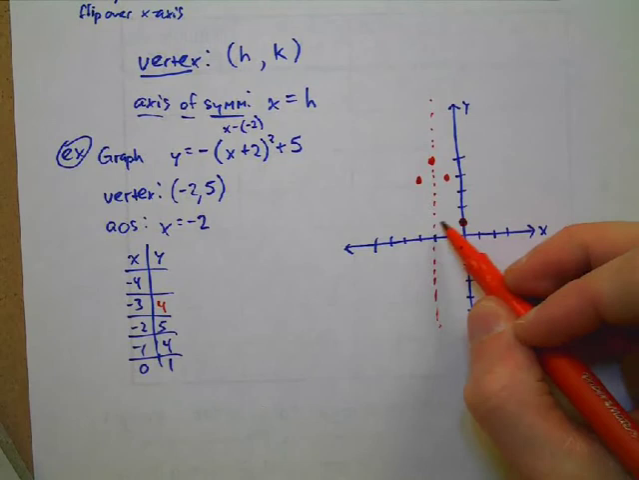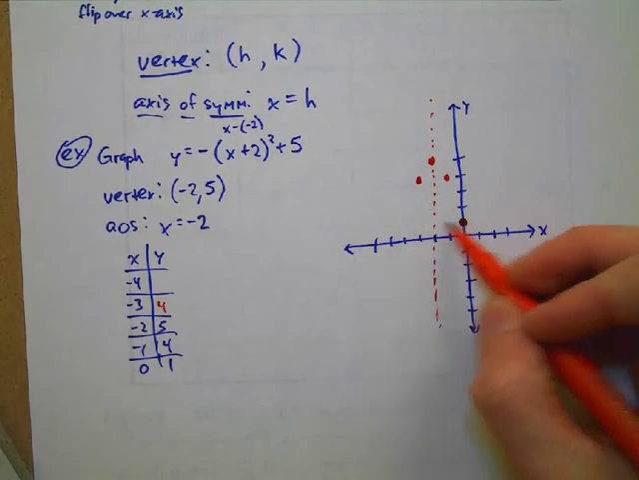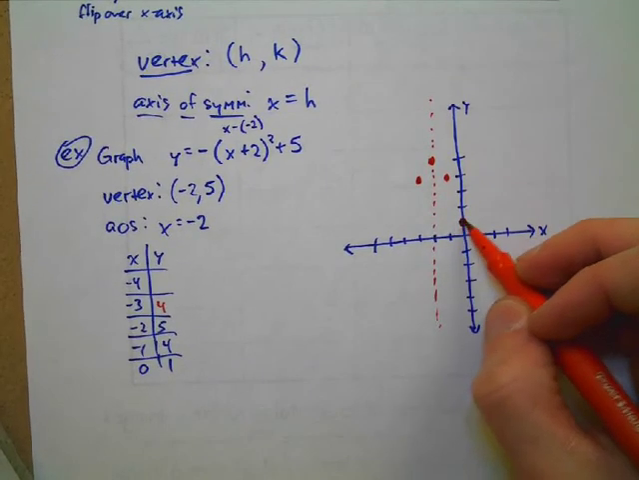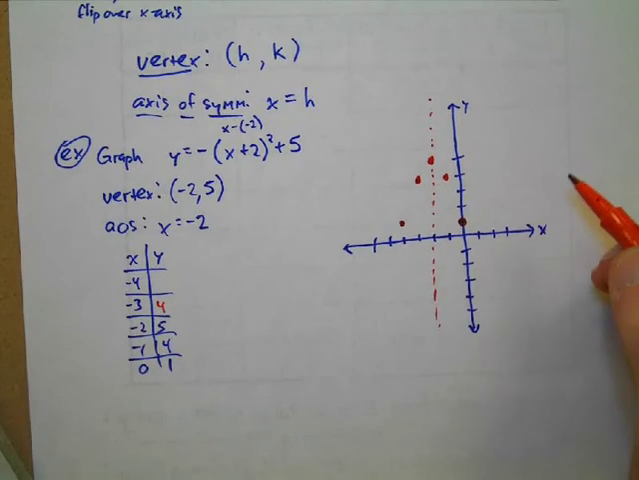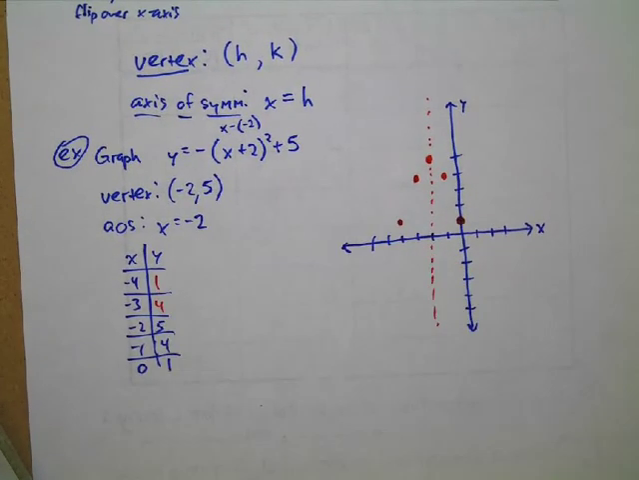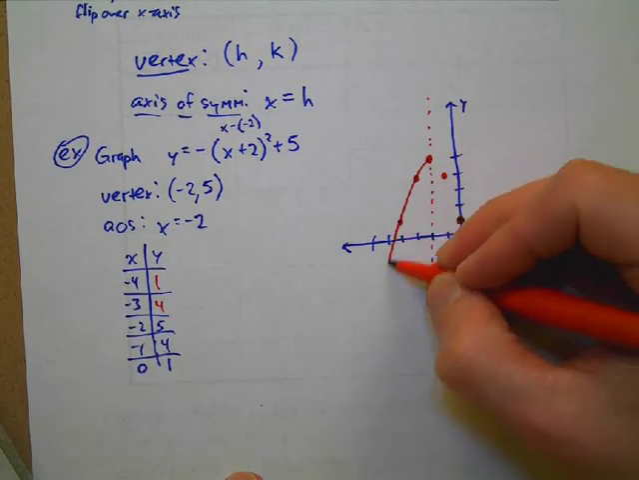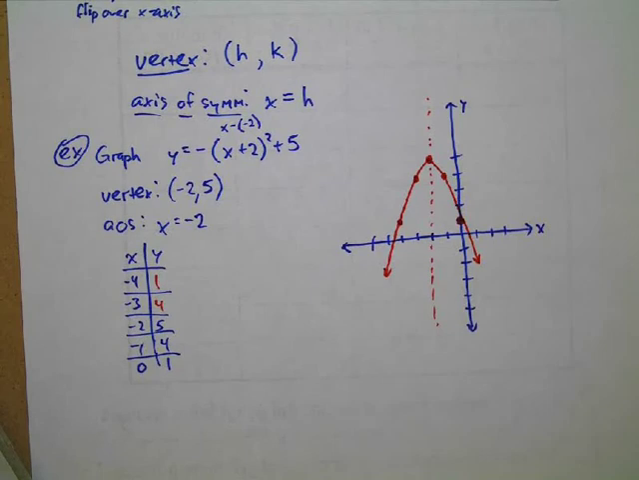And then let's see here. I have the point 0, 1. So what other point do we have? Think about symmetry. If we have the point 0, 1, that's 2 from the axis of symmetry. So 2 this way. Negative 4, 1. Yeah, negative 4, 1. And then connect the dots.